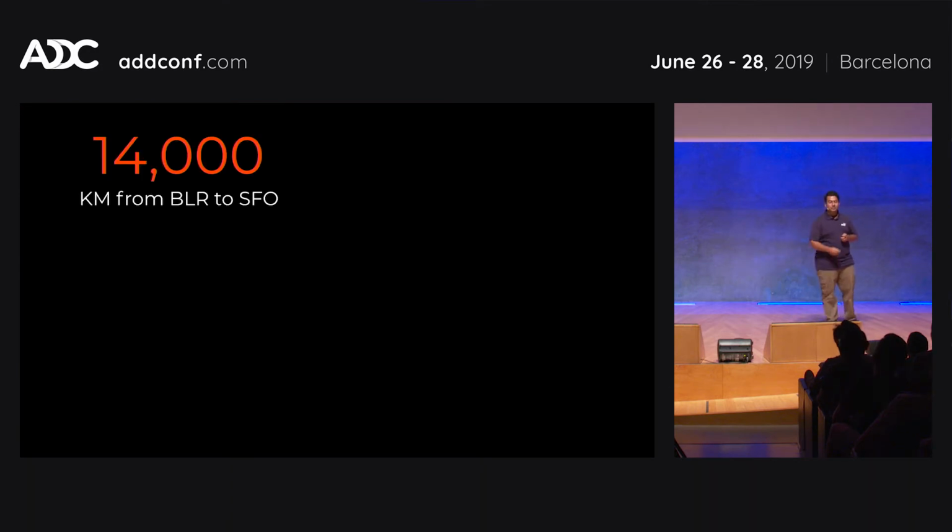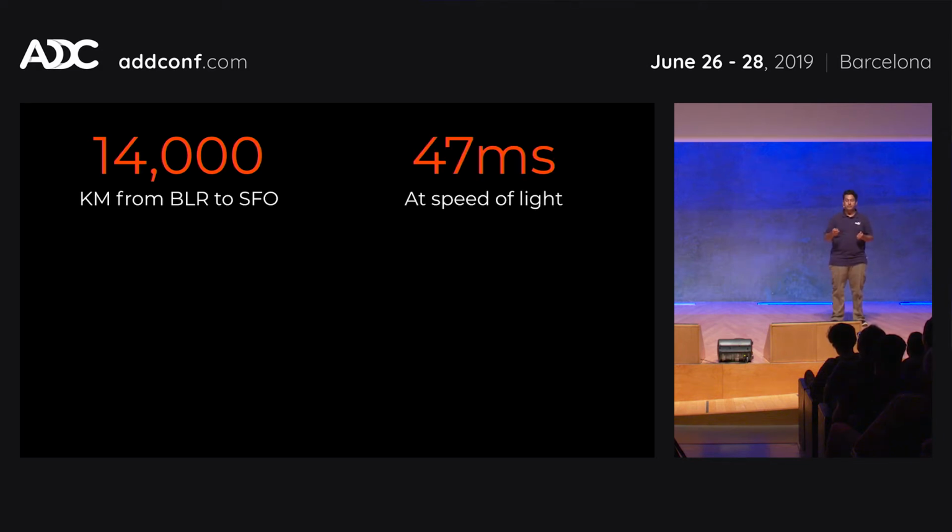So, important number. This is the distance as the crow flies from my hometown, Bangalore, to San Francisco. Why San Francisco? Because a lot of the internet is there. 14,000 kilometers, pretty big distance, right? Now, let's say we could travel at the speed of light. Anyone want to guess how long that would take to travel 14,000 kilometers? Don't worry, I did the math. It's 47 milliseconds one way, right? At the speed of light, if we wanted to traverse 14,000 kilometers, it would take this long. Now, of course, this is making an assumption that you actually have one fiber optic cable from point to point, which is not going to be the case.